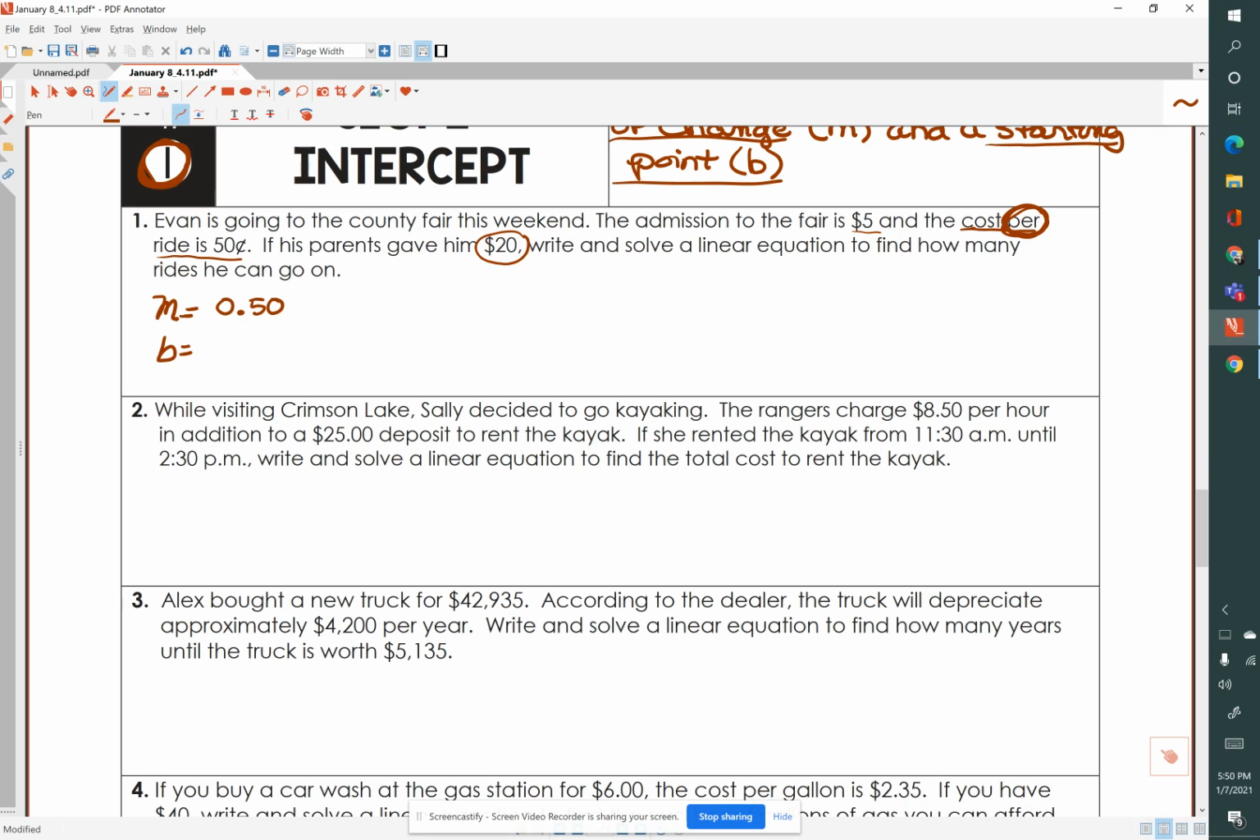Now we're looking for that starting point, okay? And I see here that admission to the fair is $5. So that's going to be our starting point, 5.00. We don't need the dollar sign, but we do need to show that this is money. So what is my equation? Remember, there's 2 parts to this. First part says to write the equation, and the second part says to solve the equation.